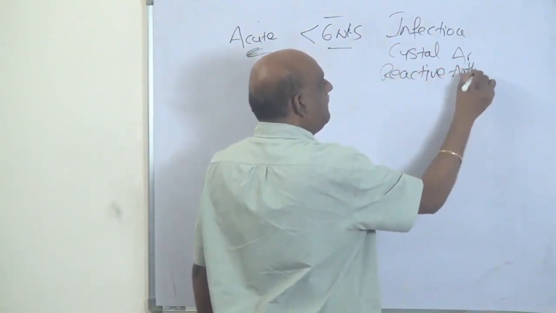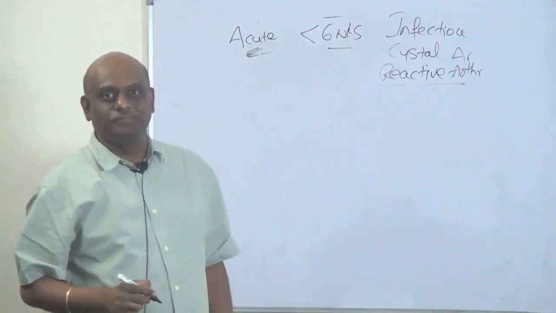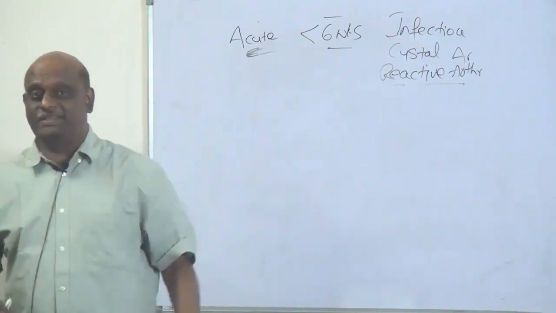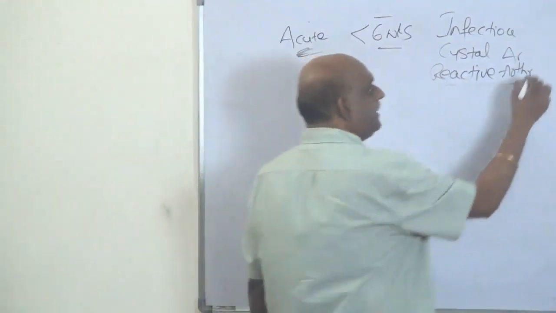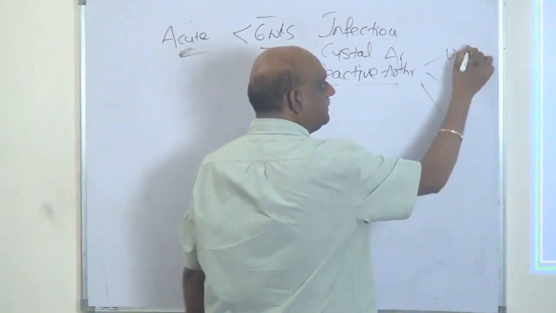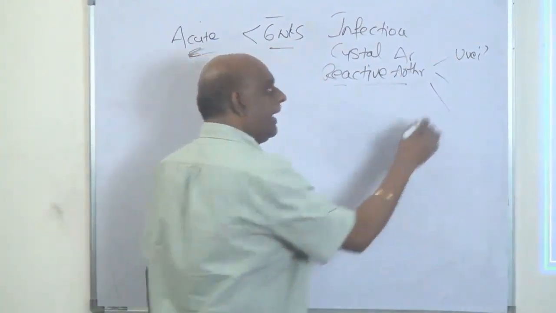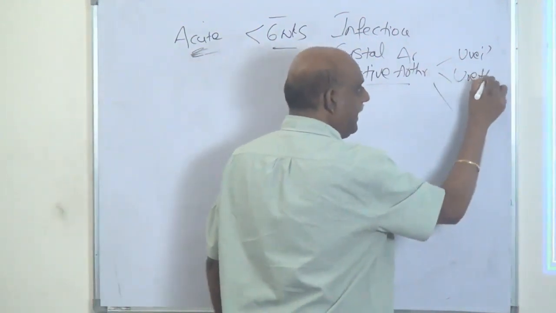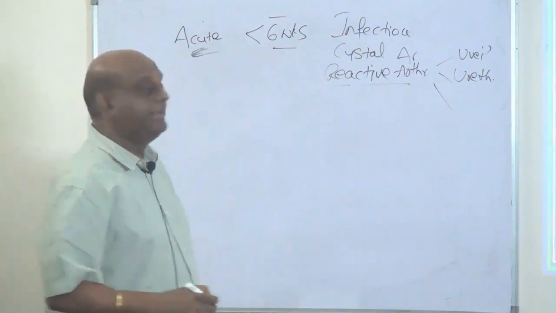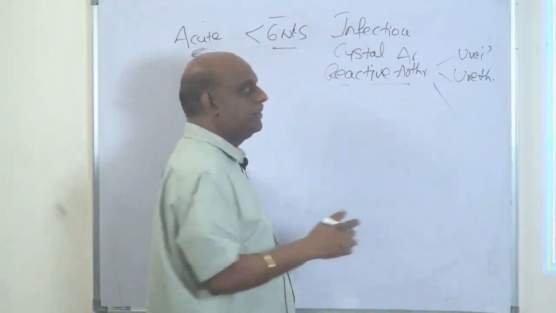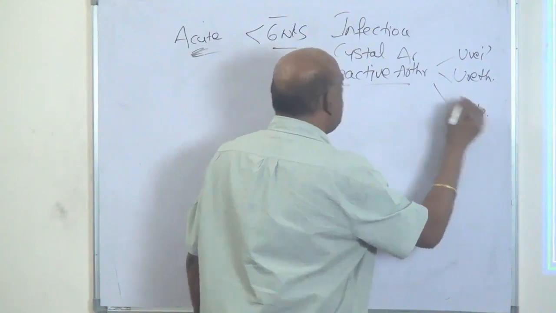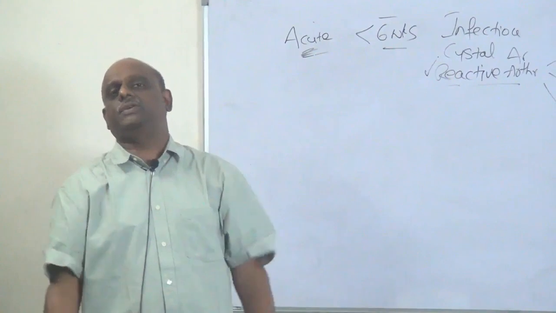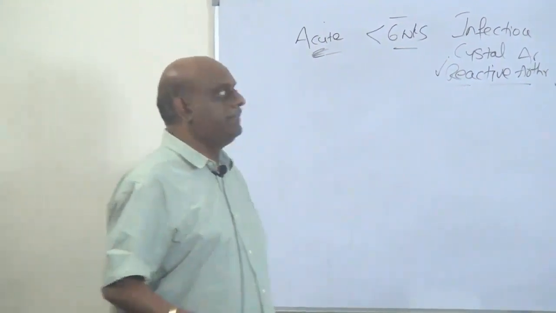Reactive arthritis: the patient comes with arthritis acutely. He also says, oh, I'm having photophobia, I cannot see the light. So the patient is having uveitis, and he says, oh, I cannot pee, doctor. Urethritis, and he also has arthritis. So the clinical presentation of reactive arthritis is also acute, less than 6 weeks, is what you have to fundamentally remember.